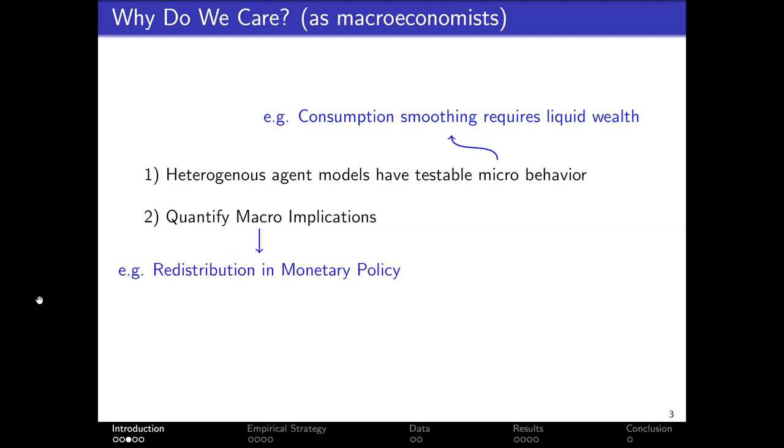And the other thing is that we can quantify some of the macro implications. So in particular, in this paper, we look at heterogeneity of marginal propensity to consume across different types of households with respect to how their balance sheets will be impacted by monetary policy. So monetary policy has a redistributive effect that may have important aggregate implications, and we can measure that using this method and this data.